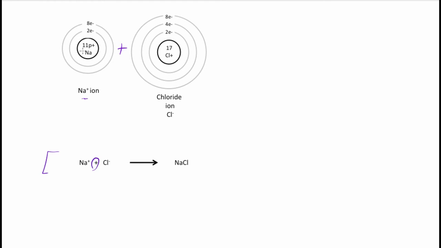Let's see if that makes sense. Remember sodium, 11 protons. Here it has 10 electrons, so it has a plus 1 charge. We just don't write the 1. See my plus there? Chlorine, the chlorine atom, has 17 protons.